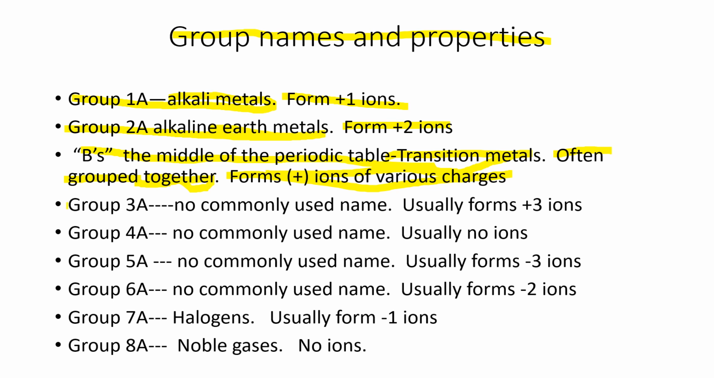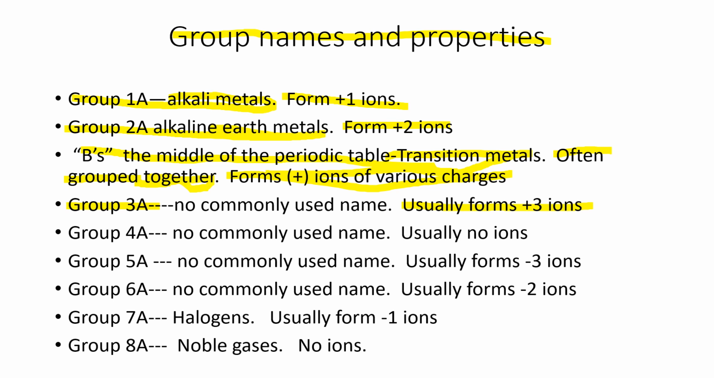Next group we're looking at is group 3A. This is boron's group: boron, aluminum, gallium. There's no commonly used name for this group, so we don't have to worry about that. The common chemical feature you want to think of is forming these +3 ions.